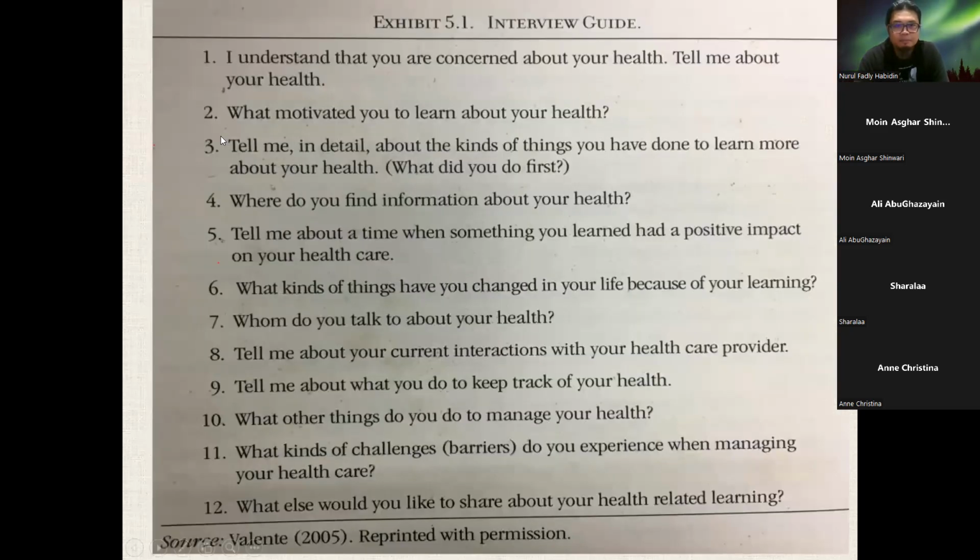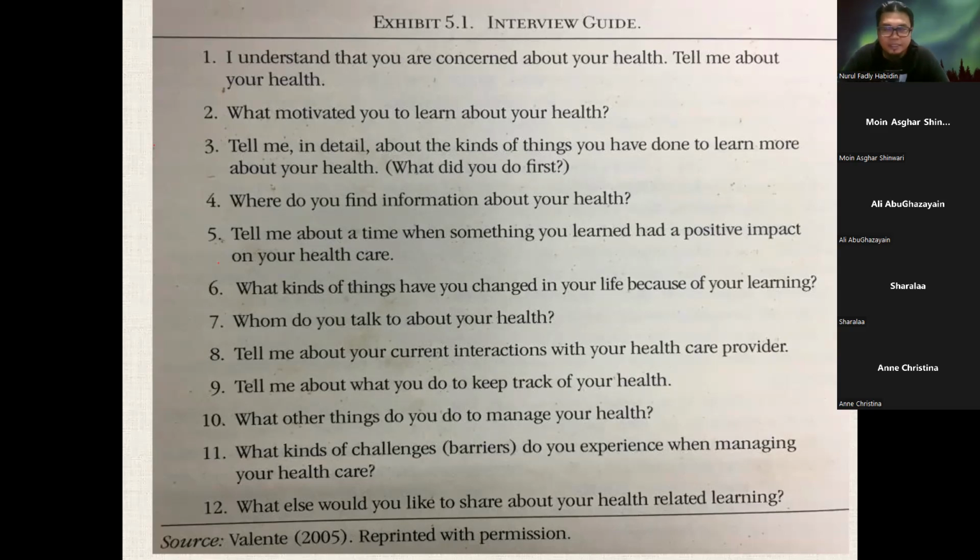So this is an example of an interview guide, and this one is from Valenti 2005. I understand that you are concerned about your health. Tell me about your health. This is a good example for us when we need to explore how to propose specific questions for our interview.